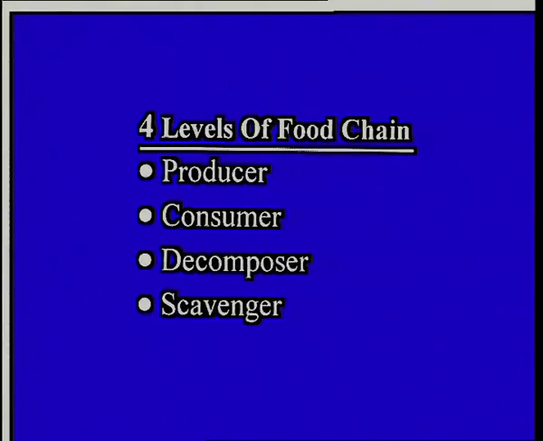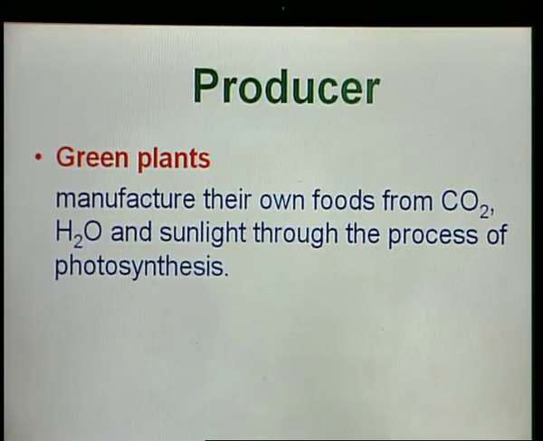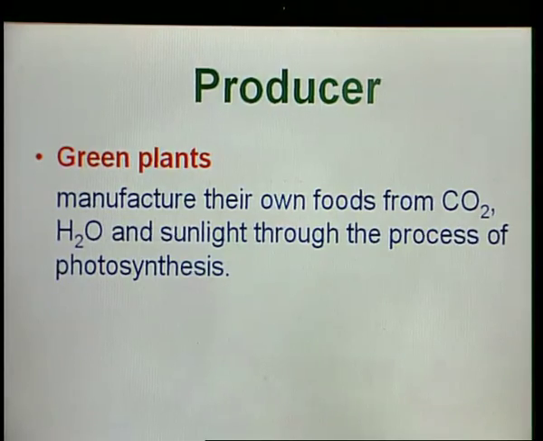Dear students, there are 4 levels of food chains. Let us discuss in detail. There are 4 levels in a food chain. They are producer, consumer, decomposer, and scavenger. First, producer. Green plants are known as producers because they manufacture their own food from carbon dioxide, water, minerals, and sunlight through the process of photosynthesis.